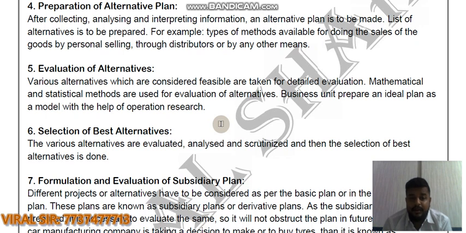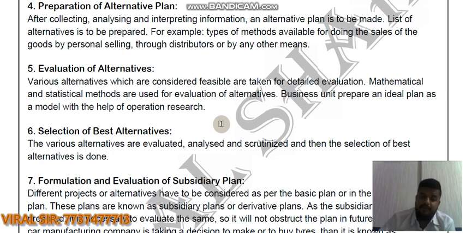For example, types of methods available for doing the sales. Any organization that is producing a particular product or goods, how can that product be sold? It can be sold through direct selling, that is door to door selling, through the retailer, manufacturer or wholesaler chain, through online selling, or through promotional sales. So we list out the alternatives for how it can be done. For example, if our aim is to sell 100,000 units, first we need to think how the sales can be done. Then we will come to a final plan later on. But first is listing out the alternatives.